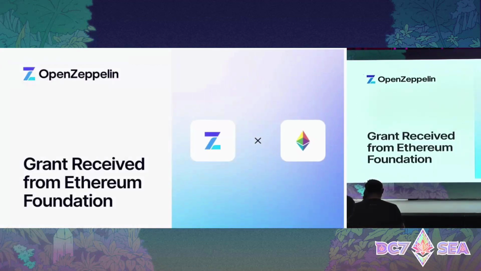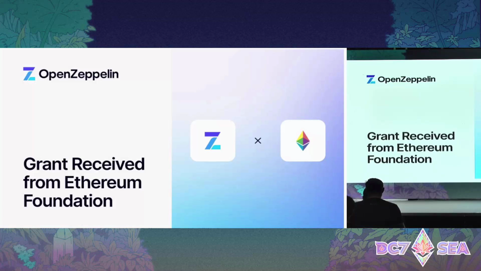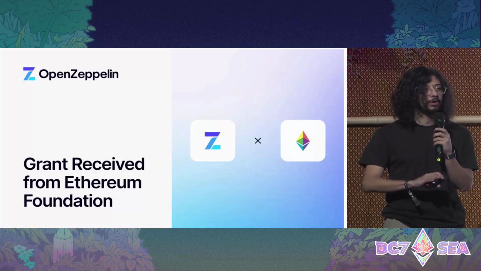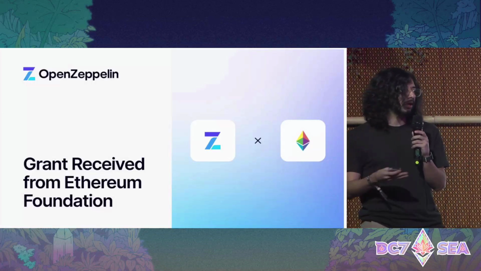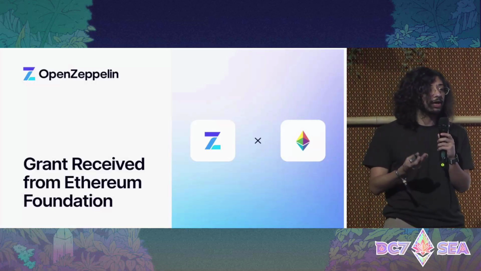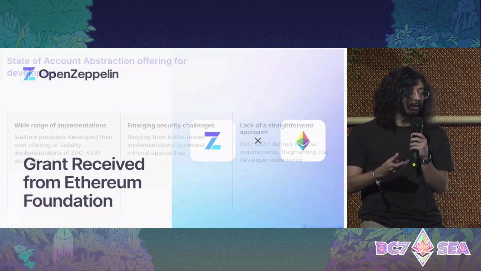The first thing you need to know is that we recently received a grant from the Ethereum Foundation to work on account abstraction. This means that we are going to make a library that is consumable for developers, so you can use OpenZeppelin contracts the same way you have been doing before. In this way, you will have available a couple of variants for making accounts, extending accounts, and also having some primitives that you can use on your own accounts if you want.